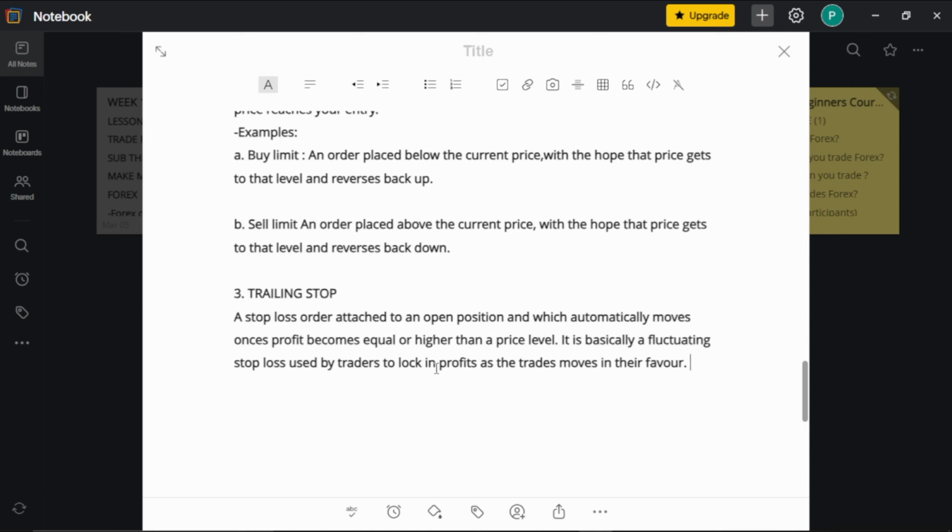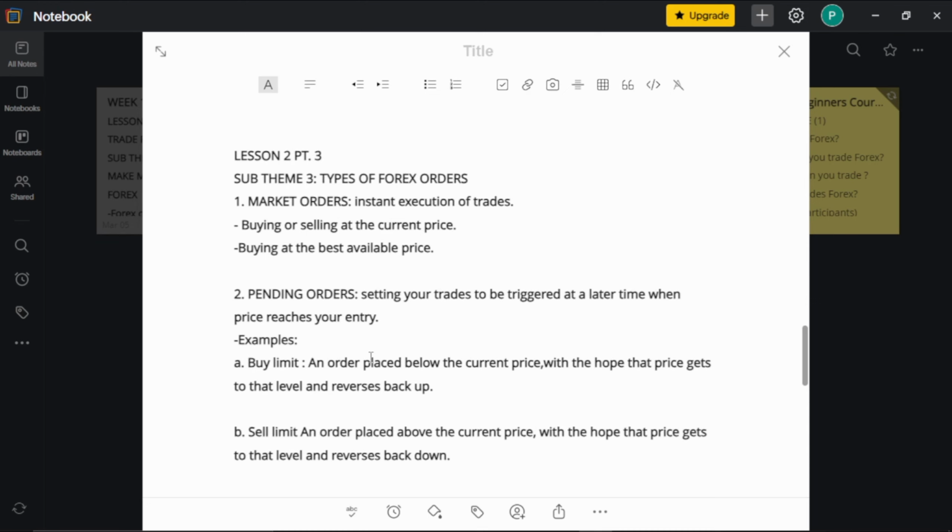So a stop loss order attached to an open position which automatically moves once profit becomes equal to or higher than a price level. It is basically a fluctuating stop loss used by traders to lock in profits as the trade moves in their favor. So that's all for week 3.